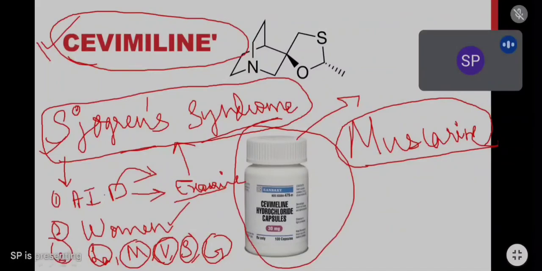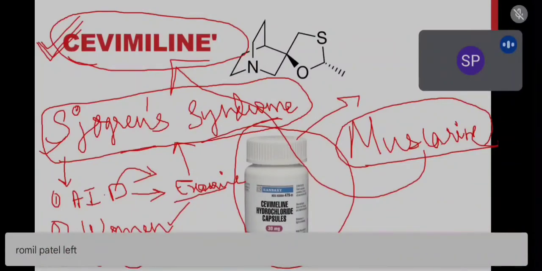And cevimeline is the synthetic analog of muscarine. Muscarine se synthesized hua hai. Cevimeline is obtained from muscarine. It is semi-synthesized from muscarine. It is the friend of muscarine, the offspring of muscarine.